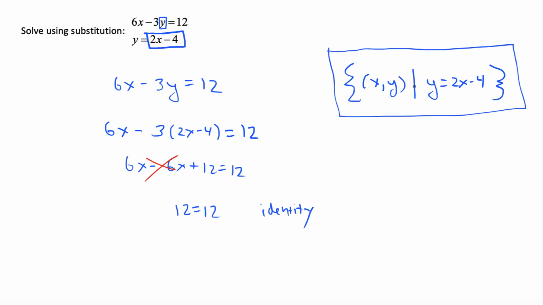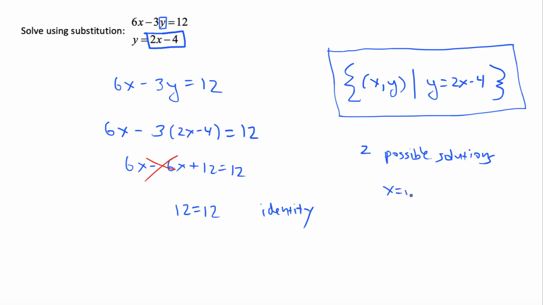Let's think about what this means. We know that there are infinitely many solutions. Every ordered pair that is on the line is going to work for both, because these are the same exact line. So this is how we want to write the answer. Now, I know the question doesn't say this, but give two possible solutions here. Well, we know that every ordered pair that satisfies y equals 2x minus 4 is a solution. So let's check it out.